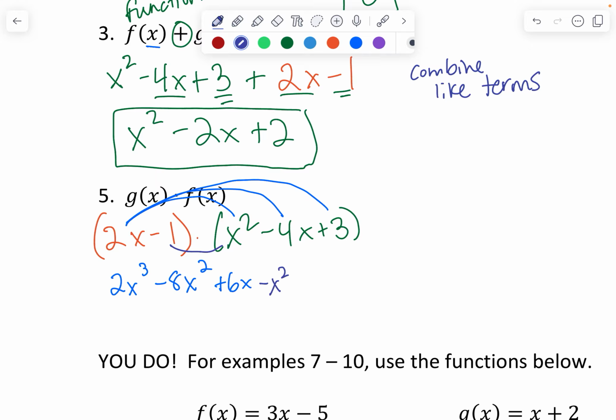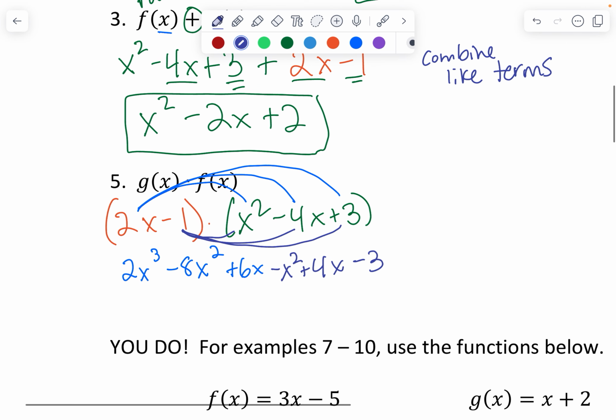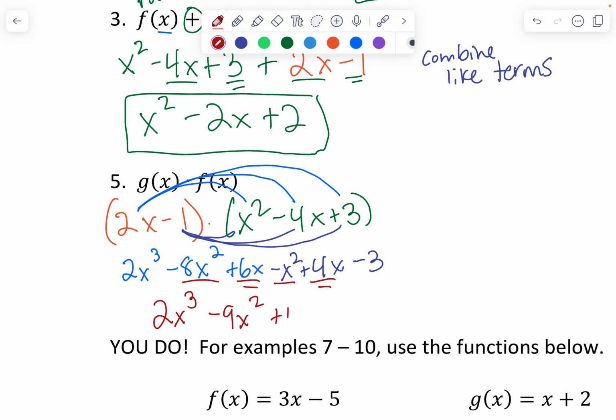So that's negative x squared plus 4x, because a negative times a negative. And then negative 3. Okay, so distribute, done that before. Combine your like terms. So 2x to the third, and then minus 9x squared plus 10x, and then minus 3.